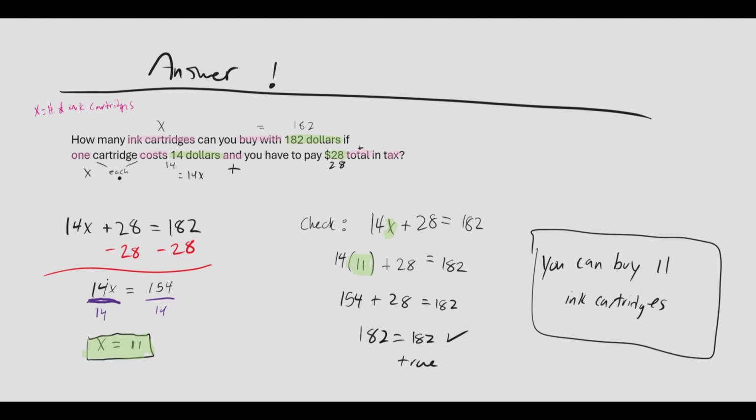So it all translates to 14x plus 28 equals 182. I subtract 28 on both sides, I'll get 154. So with 14x equals 154, I divide by 14 on both sides, I'll get x equals 11.